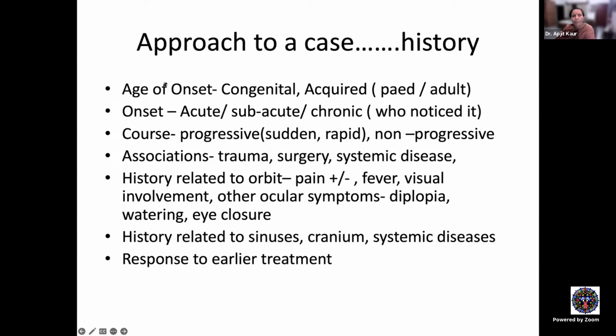So the first thing you have to do is the age of onset, history. Kab shuru hua? When did it all start? So if the child was born with it, it is something which is congenital. If it was acquired, you have to find out whether it was acquired in the pediatric age or as an adult. Was the onset acute, subacute, or chronic? Very often, it is present congenitally. The patient does not notice it. So you have to ask who noticed it.